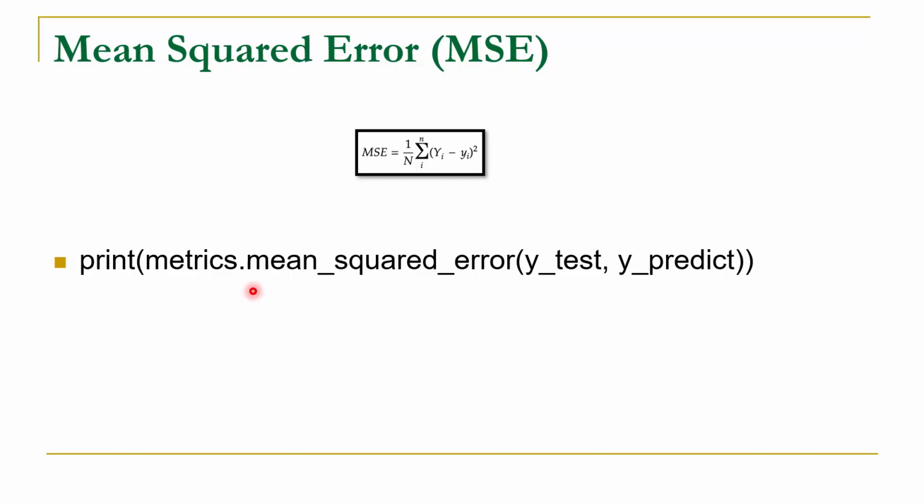The syntax is again very similar. In the metrics library, we have a method named mean_squared_error. Again, we have to pass two parameters. One is actual and second is predicted value. Actual values are available in y_test, while predicted values are in y_predict. We are using the print method to print its value in the console.